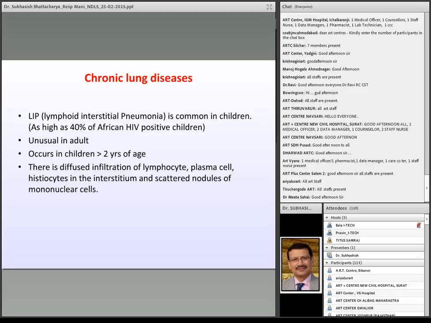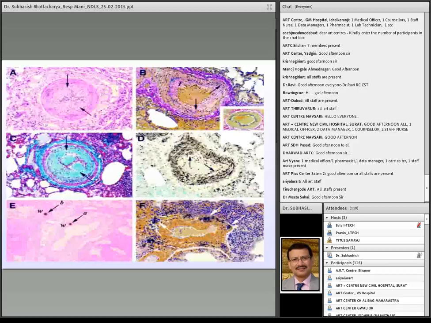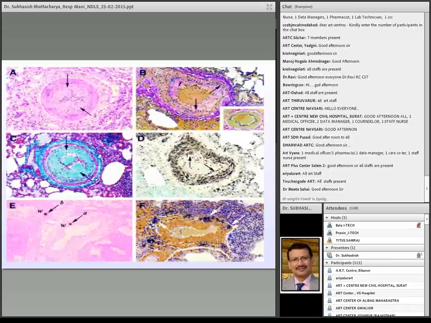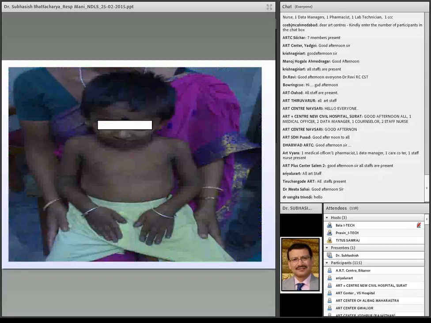There is a diffuse infiltration of lymphocytes, plasma cells and histiocytes in the interstitium, and scattered nodules with mononuclear cell infiltration. If you see the lung biopsy and histology, you see a lot of mononuclear cell infiltration and nodule formation in the lung. This is the typical clinical picture of LIP, lymphocytic interstitial pneumonia.